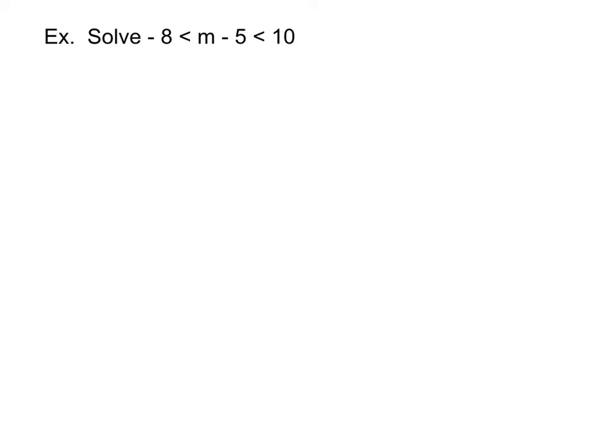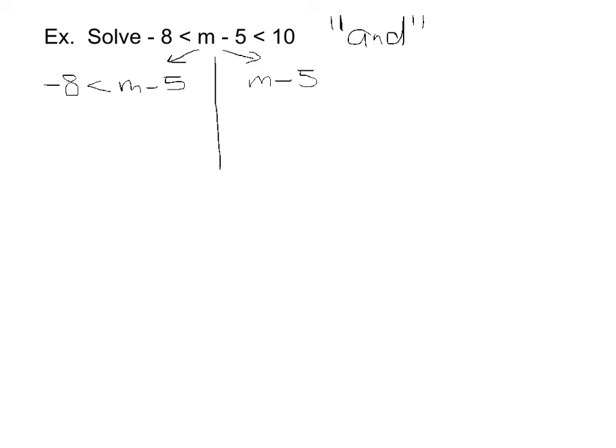The next thing I'd like to have a look at is solving an "and" inequality. So remember that an "and" inequality has two inequalities in one. So what I'd like to do is draw a little line here, and I'm going to split this into two different inequalities. It makes it really easy to solve. So on the left I have negative 8 is less than m minus 5. For the right inequality, I'm going to use the m minus 5 again, and this time use less than 10.